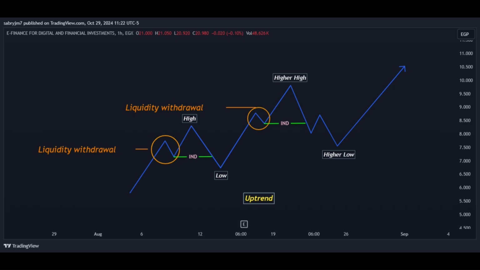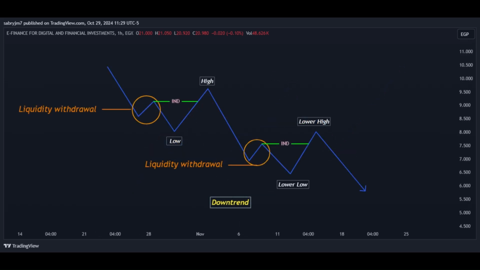Inducement. Inducement is essentially a liquidity withdrawal. In an uptrend, it represents a downward withdrawal of liquidity. In a downtrend, it represents an upward withdrawal of liquidity. Breaking inducement confirms the break. To accurately identify true highs and lows, the last liquidity withdrawal, inducement, must be broken. A single condition confirms this break: the close.